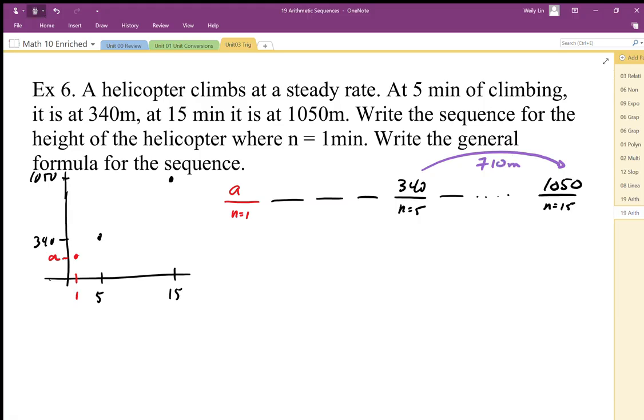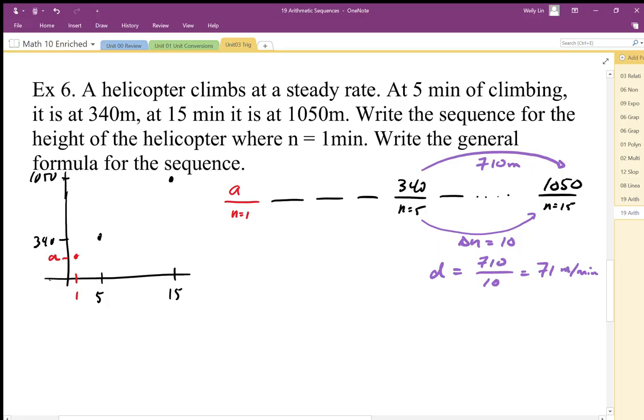And this happened over the number of steps. The change in steps is equal to, well, there's 10 steps between 5 and 15. So I know that my common difference must be the change in the Tn value divided by the change in the n value, which is 10, or 7.1 meters per minute. Okay, or oops, this is going to be 71, not 7.1, but 71 meters per minute. Okay, so then I have my meters per minute.